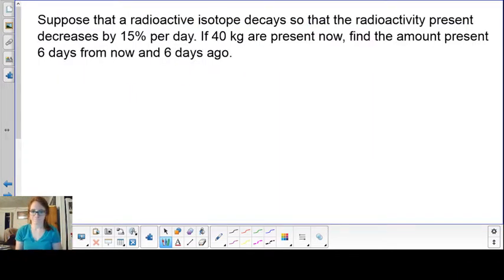Alright, let's take a look at another problem. Suppose that a radioactive isotope decays so that the radioactivity present decreases by 15% per day. If 40 kilograms are present now, find the amount present 6 days from now and 6 days ago.